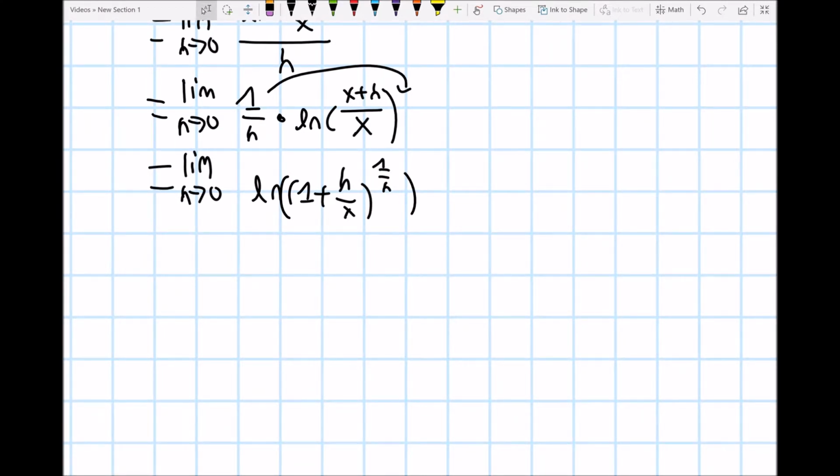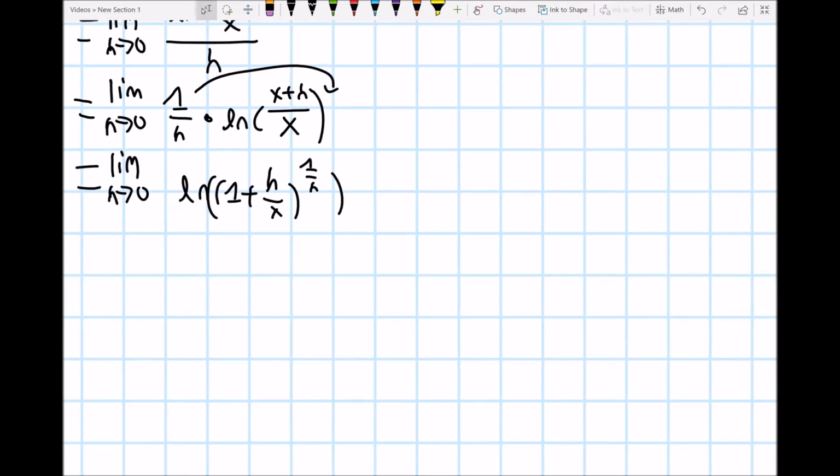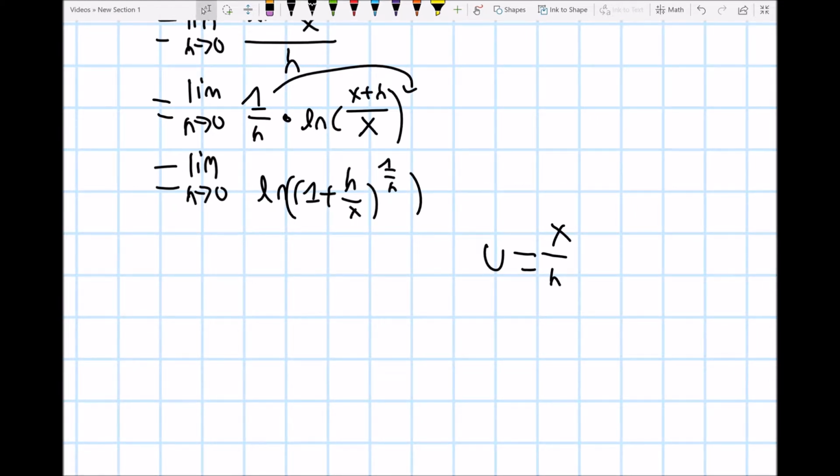Okay, so let's see where we can go from here. I'm going to make an important substitution, saying u is equal to x over h, and it will become very clear why I use the substitution in a moment. The first thing we do when we make a substitution into a limit is see how the limit changes as we replace it with u. So what happens as h approaches 0 to x over h? In general, as h approaches 0, x over h will approach infinity. So as h approaches 0, u, or x over h, approaches infinity.